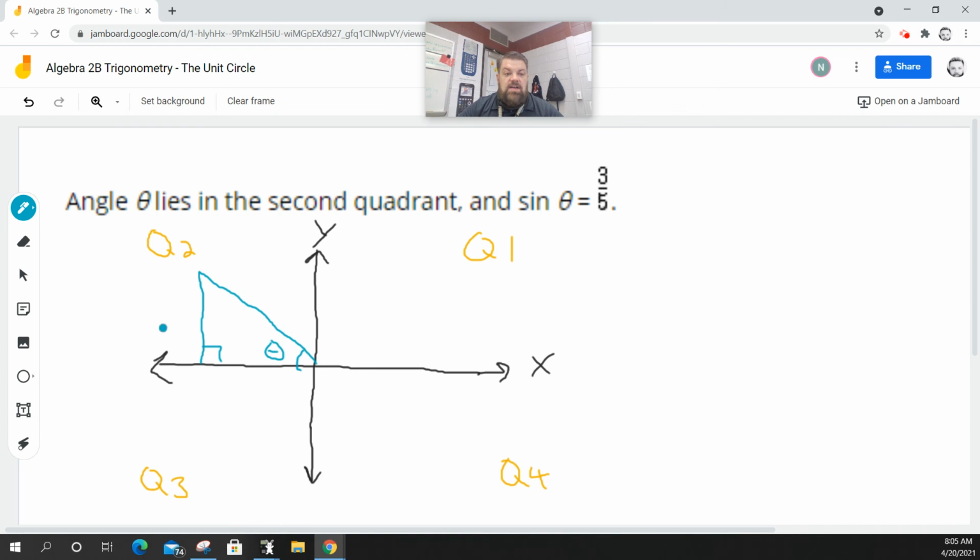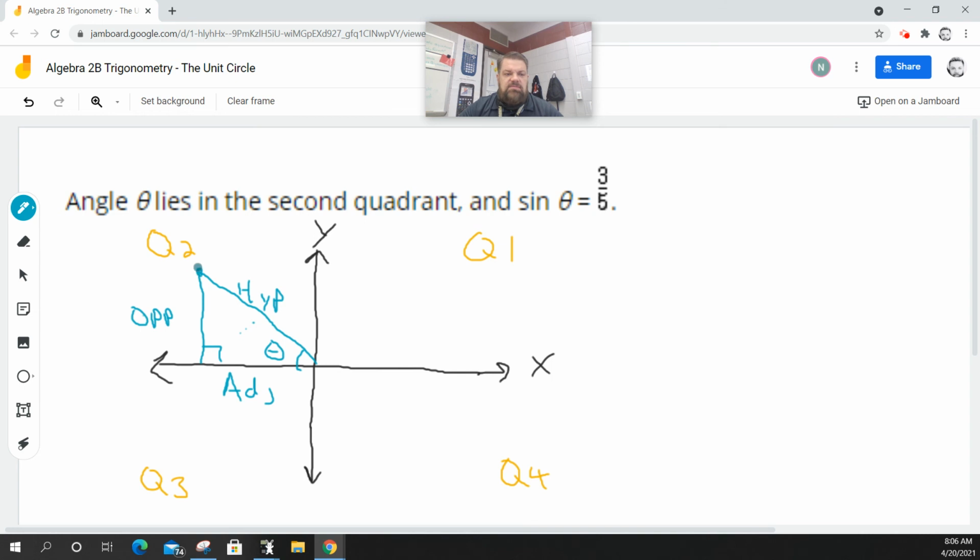The side across from the angle theta is the opposite. The side across from the 90-degree angle is the hypotenuse. And then the side left over is the adjacent. Adjacent really means touching, okay? So it's touching the angle theta.